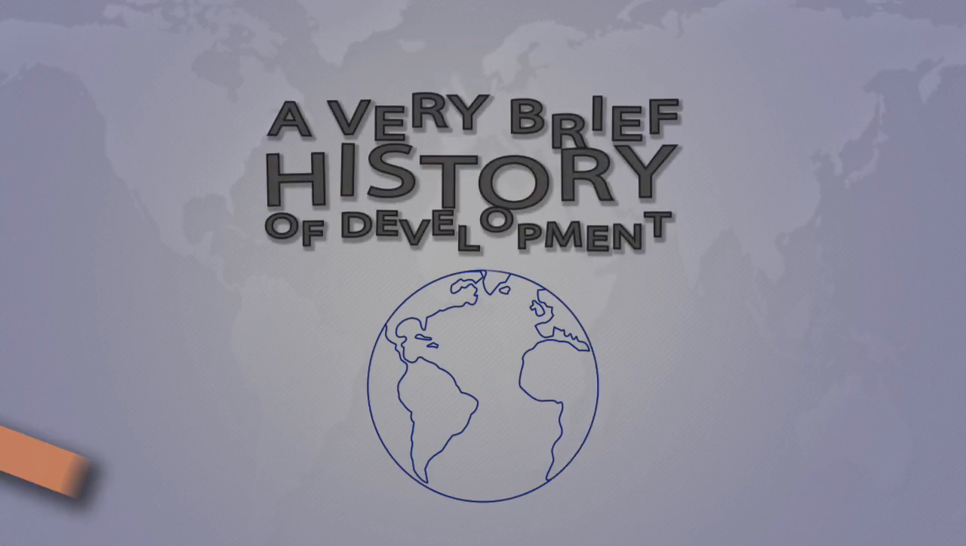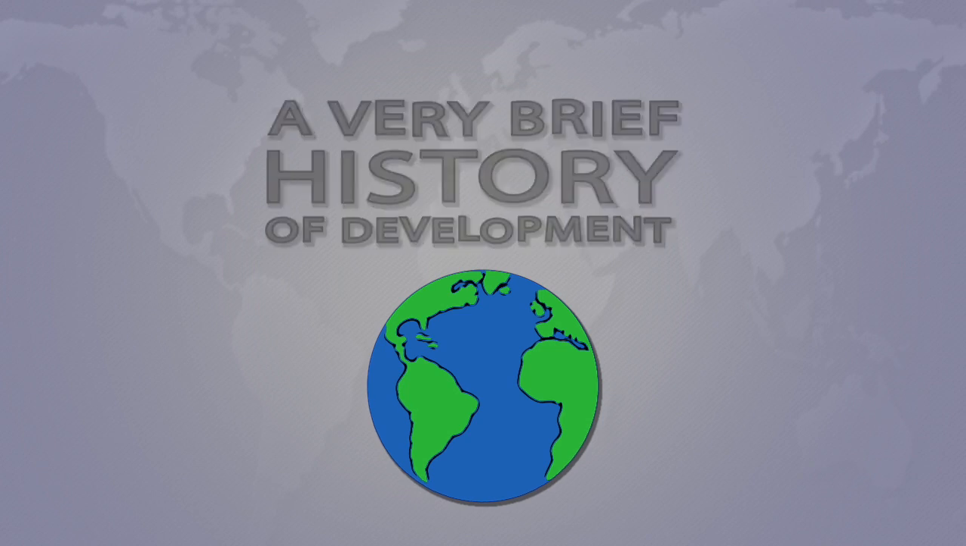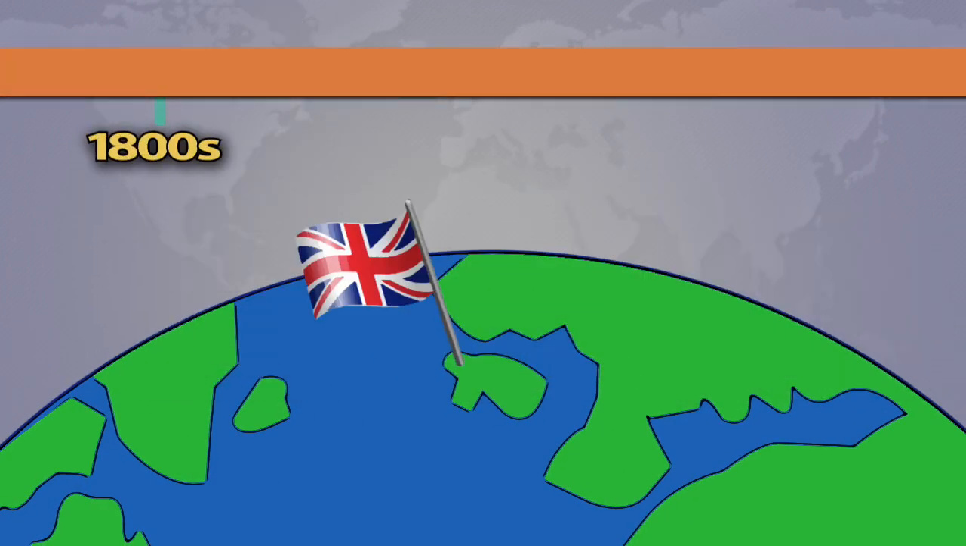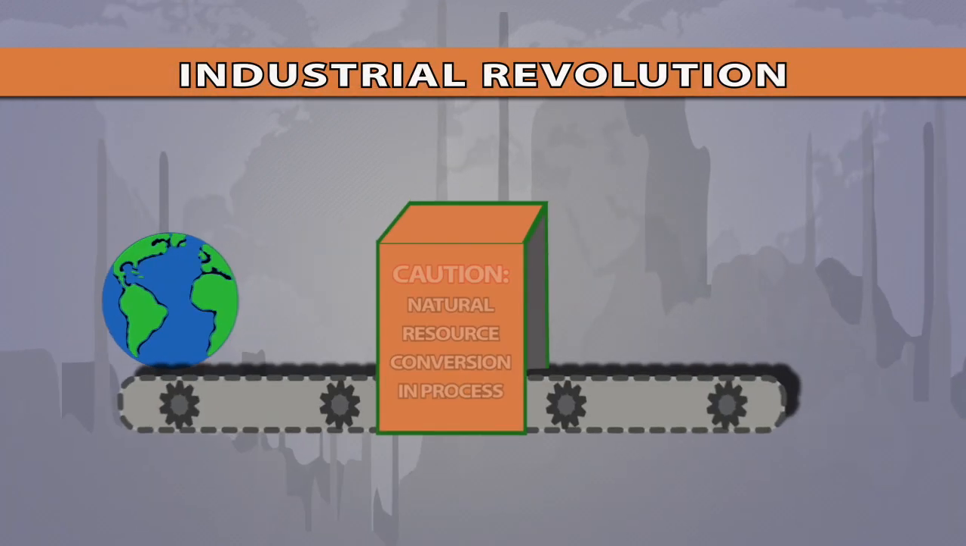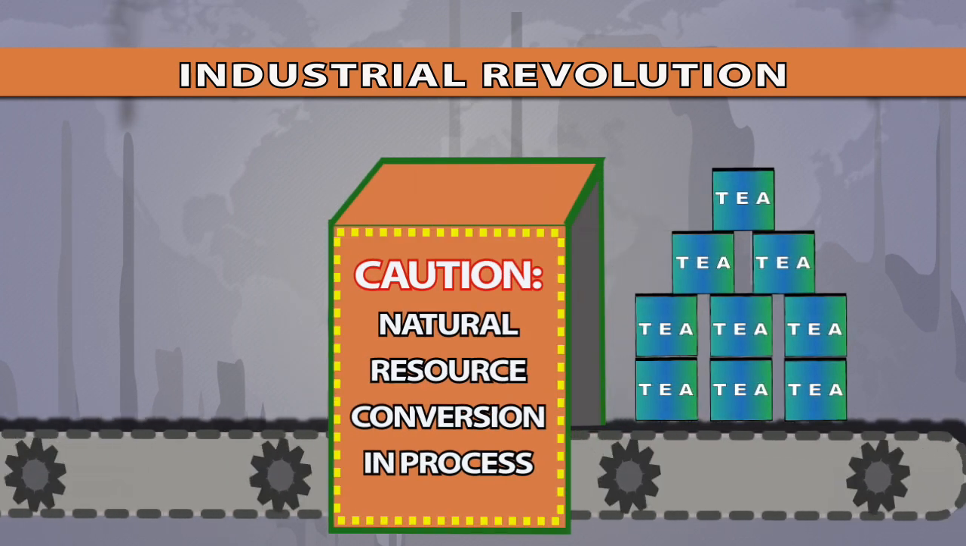A very brief history of development. To understand the history of development, it's important to go back about 200 years to Great Britain and the beginning of the Industrial Revolution. Basically, that's when people figured out how to turn the Earth's natural resources into a bunch of stuff for other people to buy.